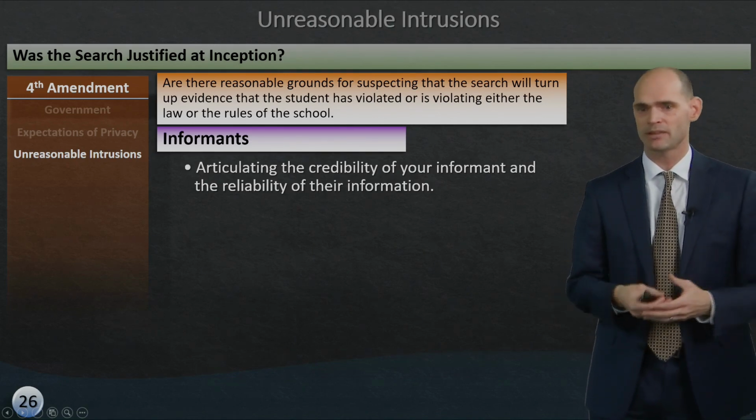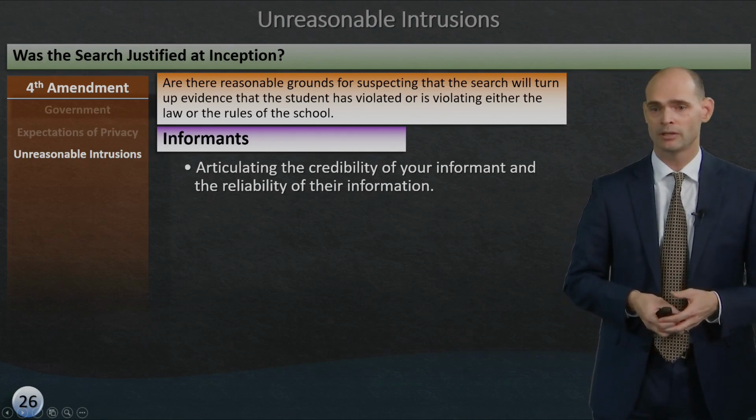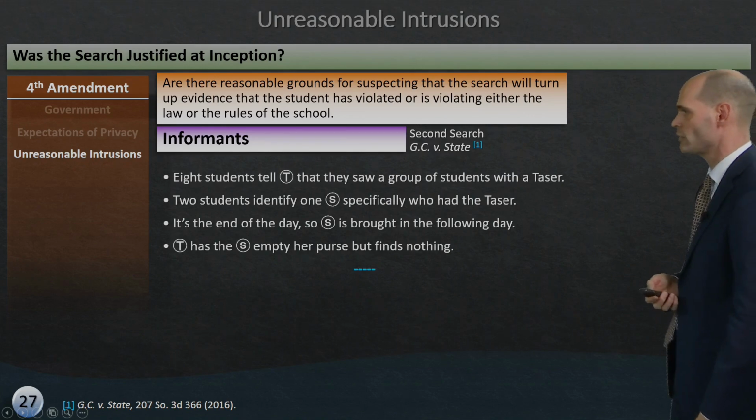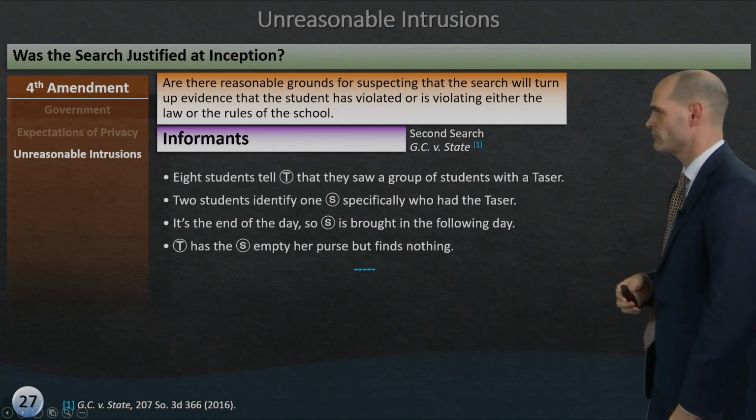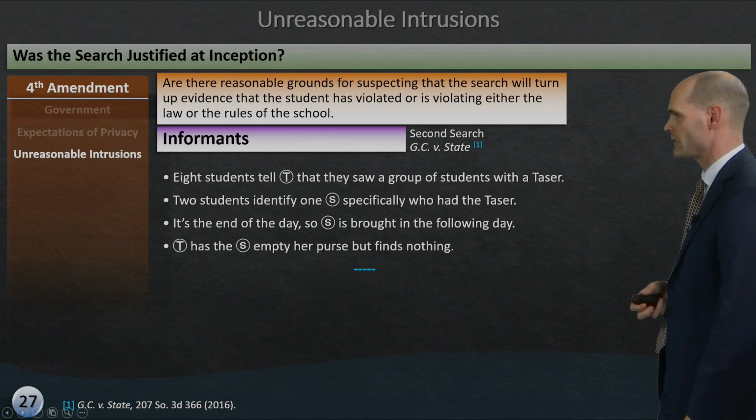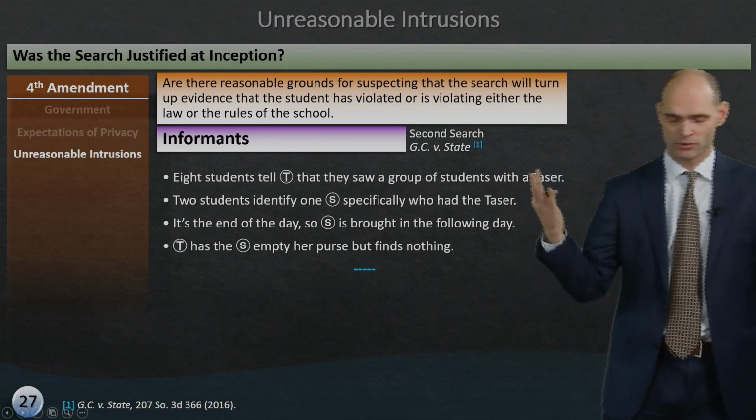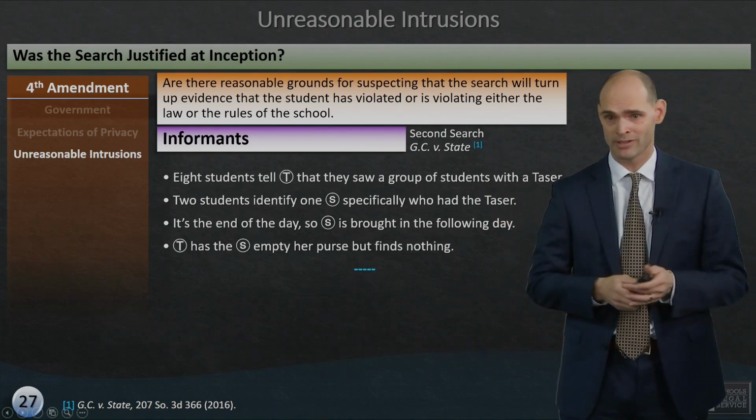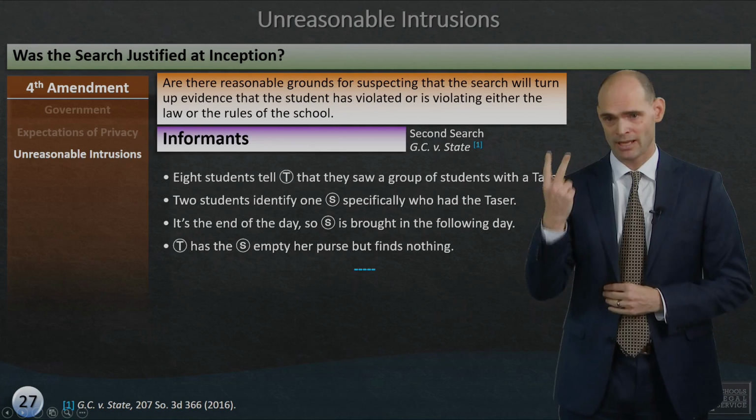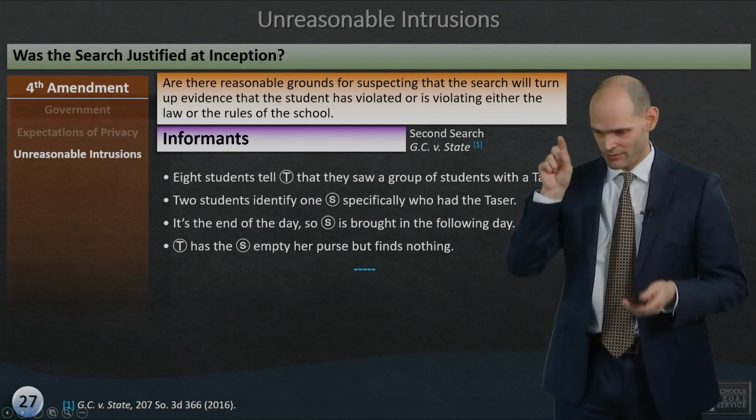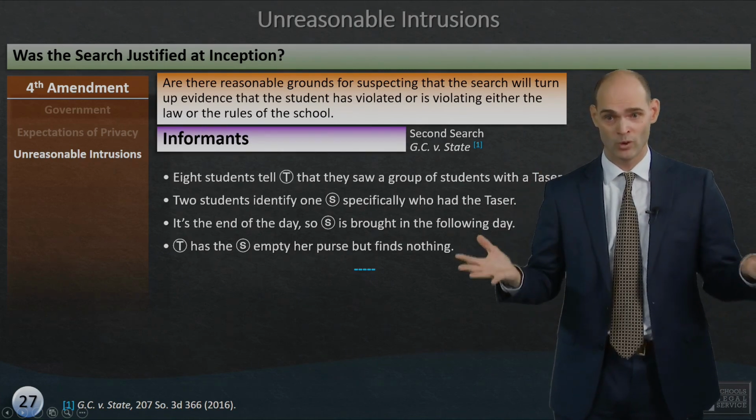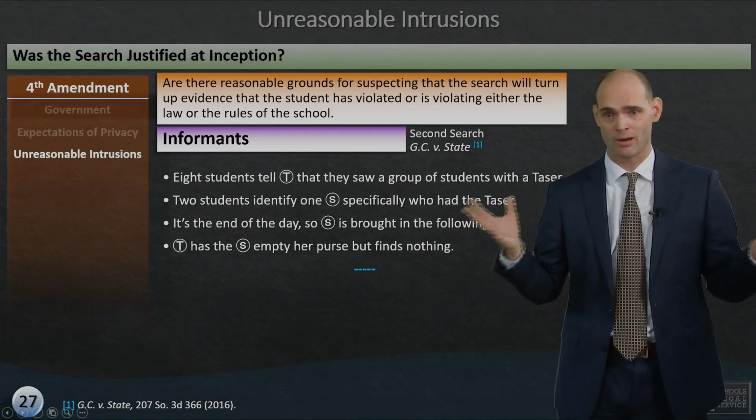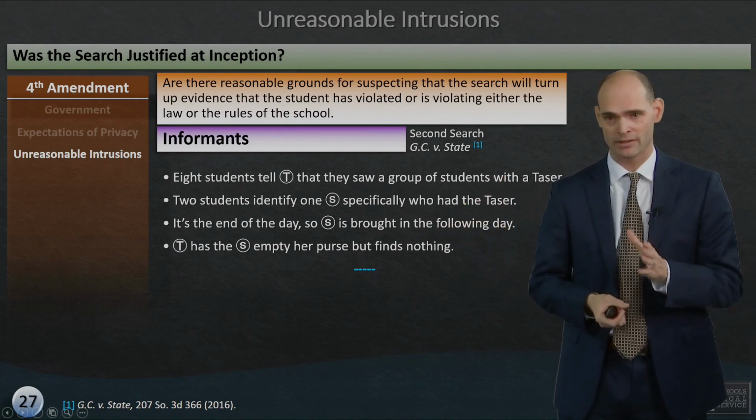And you're also going to be looking at things that they describe about what they saw that lend themselves to credible situations, okay? This is another sort of good teaching example, GC versus state, right? So basically, you've got a group of students, 8 students, and they tell a teacher that, I saw a student with a taser, and you've got 2 individuals in that group who say that I saw the target, this particular student, with the taser, right? We're dealing with informants. We're good on credibility here because we've got corroboration. We've got 2 individual people in that group saying the same thing.